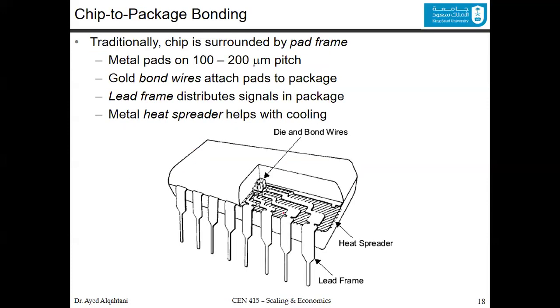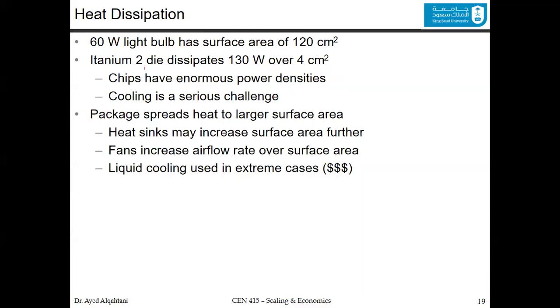Even the spreader is not enough. The heat spreader here is not enough. You need sometimes, on top of the chip, if it's a processor, a heat sink, and you need a cooling methodology. Currently, maybe a single fan is not enough. Maybe multiple fans, or even liquid cooling. So you have the heat sink, as we said, that may increase the surface area further. The fans increase the airflow, and you have also the liquid cooling. And this is used in extreme cases because it costs a lot of money.